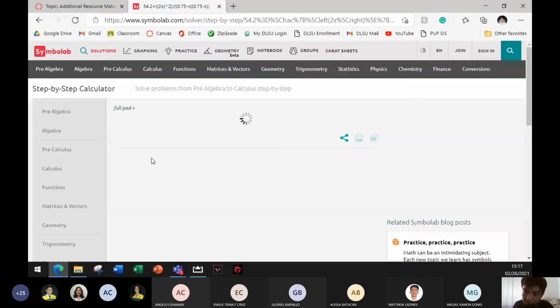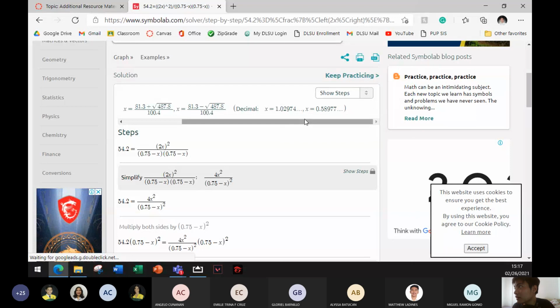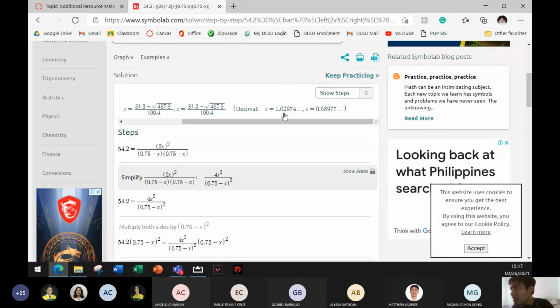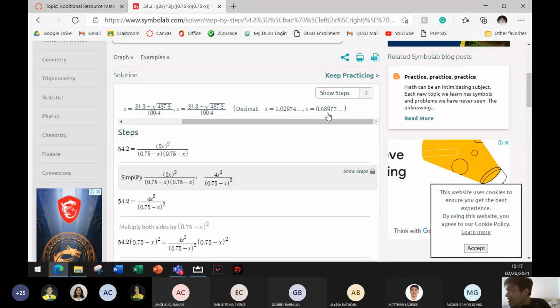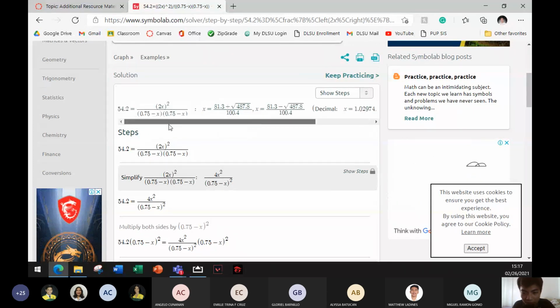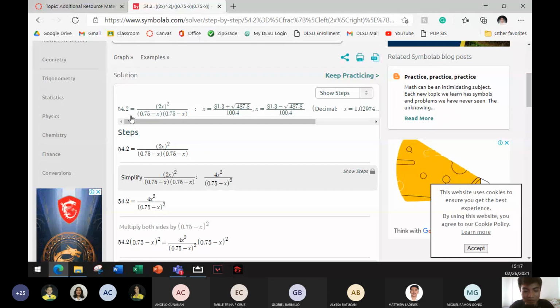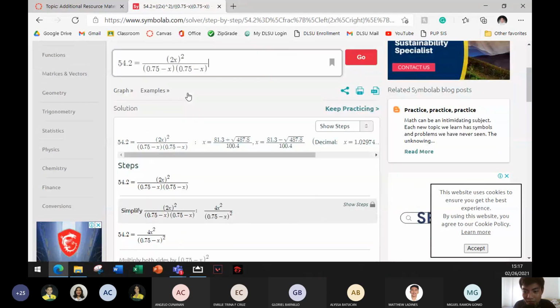Click mo lang yung enter. Then lalabas na yung values ng x mo. And so you have 1.09, 1.029, and 0.589. Anyway, gagamitin nyo lang ito kapag yung calculator nyo hindi kaya. Mas God tier kapag alam nyo kung paano sa calculator gawin. So, wag kayo dumepende masyado dito pero shinare ko na kung paano.